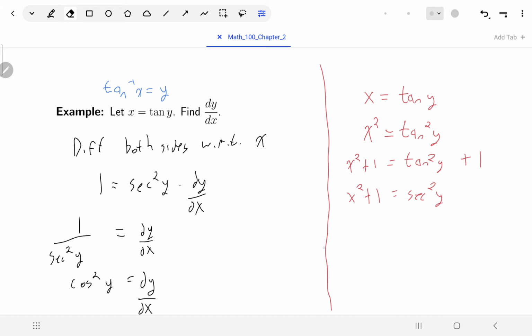And because of my Pythagorean identity, tangent squared y plus 1 is equal to secant squared y. And so now I'm pretty much good to go because I had that the derivative was 1 over secant squared y. Since secant squared y is x squared plus 1, explicitly written, the derivative is 1 over x squared plus 1. So as a fun little twist, the real question was to find the derivative of tangent inverse, and we've now found the explicit derivative. It is 1 over x squared plus 1.